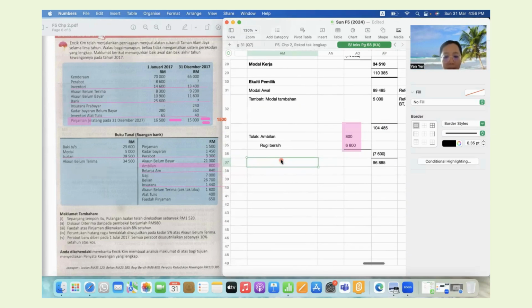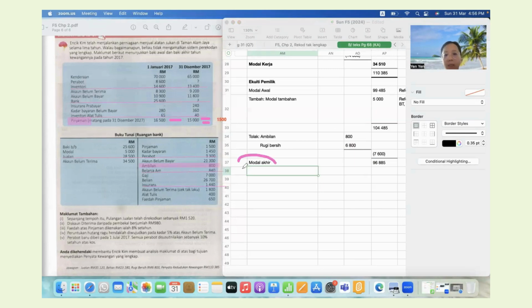You have to label Modal Akil, yeah. For your Form 4 PKK, they allow you the option. You want to label, write down Modal Akil, or don't write down Modal Akil. It's up to you for your Form 4 chapter 8, the basic PKK.